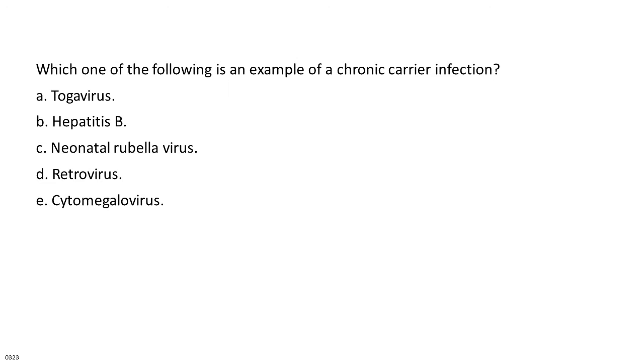Which one of the following is an example of a chronic carrier infection? A. Toga virus. B. Hepatitis B. C. Neonatal rubella virus. D. Retrovirus. E. Cytomegalovirus.